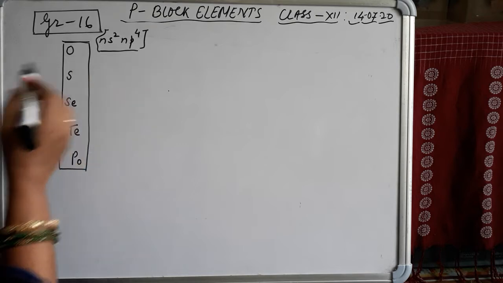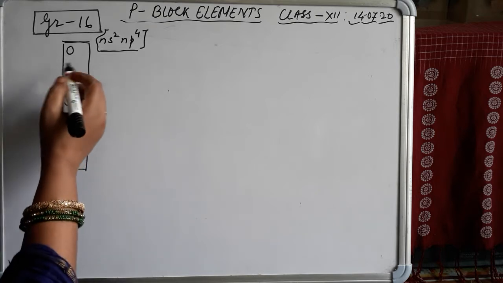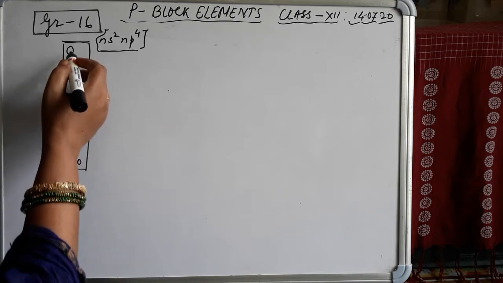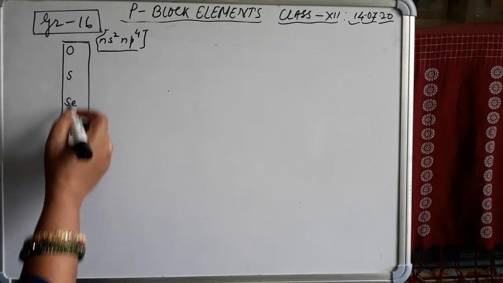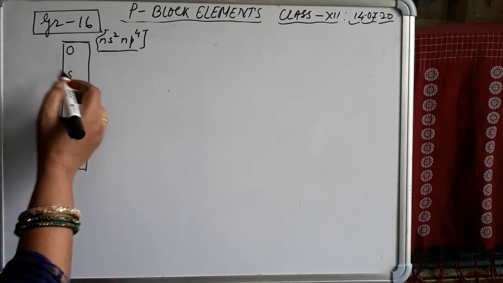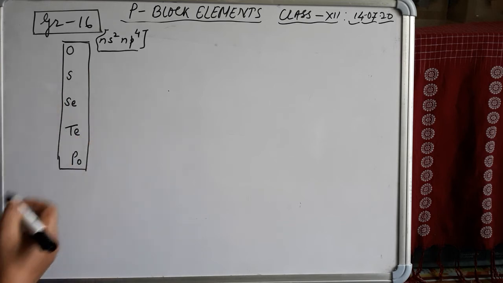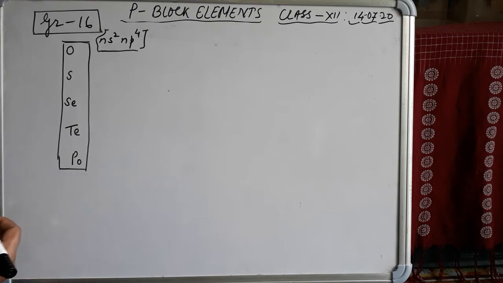The first member of this family is oxygen, so it is called the oxygen family. In nature, oxygen exists in the gaseous form and other members exist in the solid form. Polonium is radioactive in nature. Oxygen and sulfur are non-metals, selenium and tellurium are metalloids. Polonium is a poor metal and the main characteristic of polonium is that it is a radioactive element. Let's discuss the general characteristics of group 16.